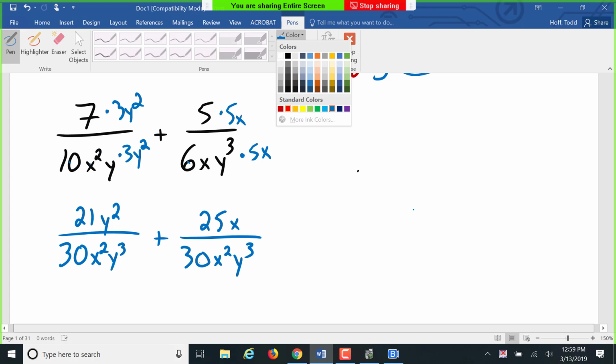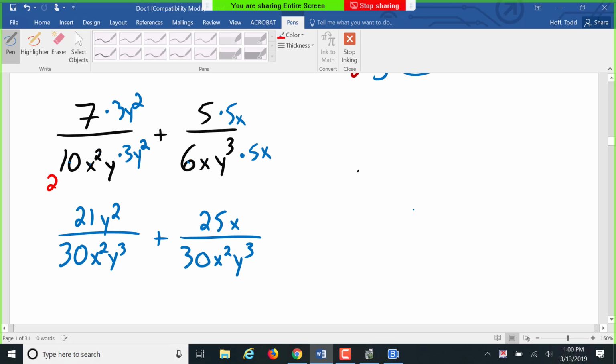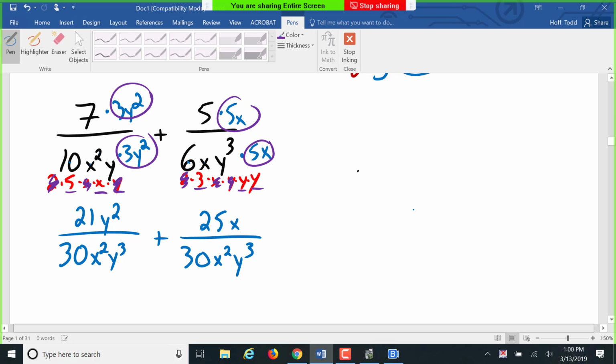It would have been the same thing, by the way, if we would have done it factoring. This would be 2 times 5, x, x, and y. This would be 2 times 3, x, y, y, y. We cross out the 2's and an x and a y. Here we have 5x, so we multiplied by 5x over here. 3yy is 3y squared. That's where we got 3y squared from. So it works out the same.